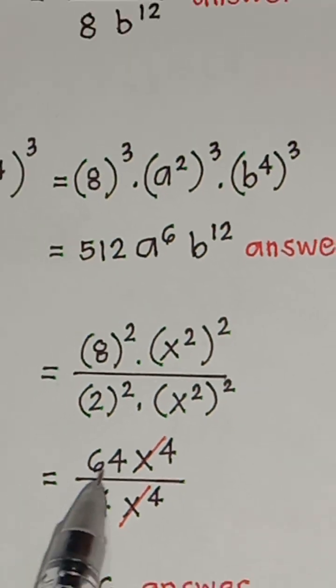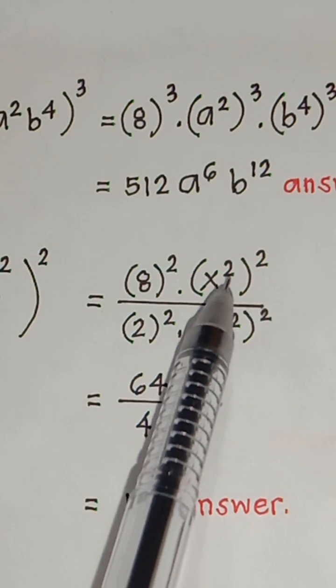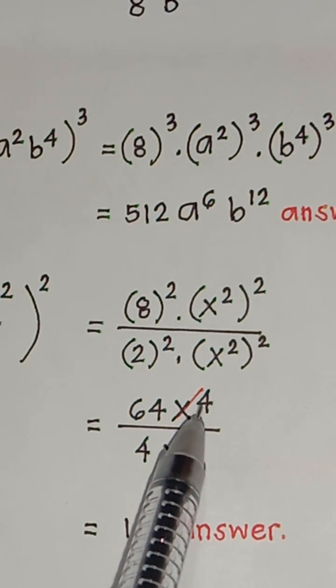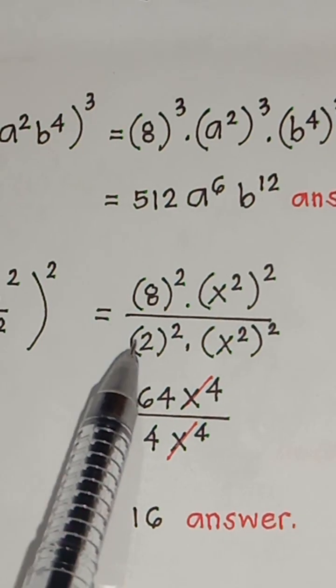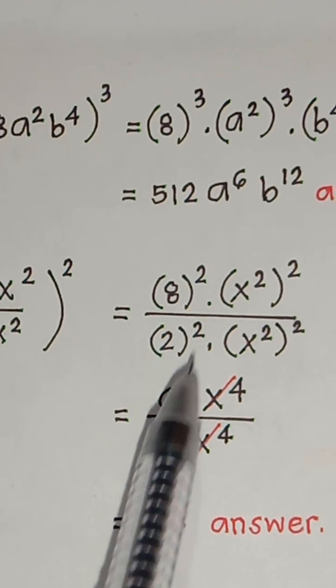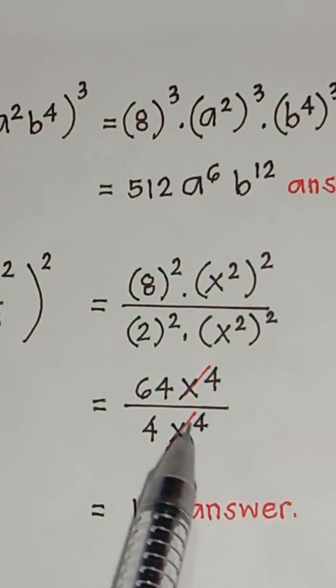So that is 64 x to the power of 4, because 8 times 8 is 64 and 2 times 2 is 4, over 4 x to the power of 4, because 2 times 2 is 4, and 2 times 2 is 4, so that is x to the power of 4.